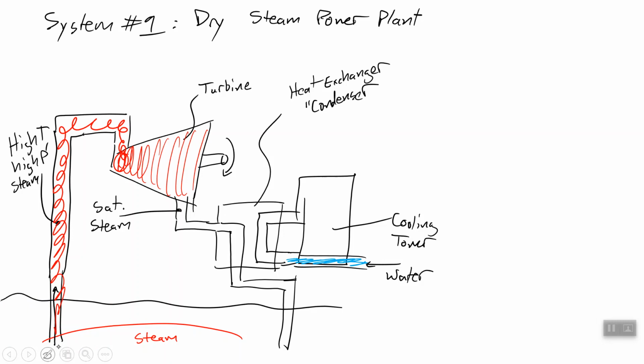Now, here, leaving the turbine, we have saturated steam. So it's hot, but it's on the verge of turning into a liquid. And what the saturated steam is going to do is transfer heat into the colder water that is now running next to it, so that by the time we leave, we have now condensed liquid water, which we put right back into the ground.